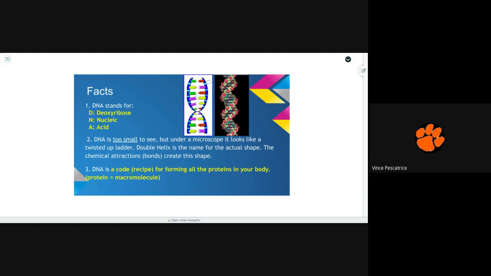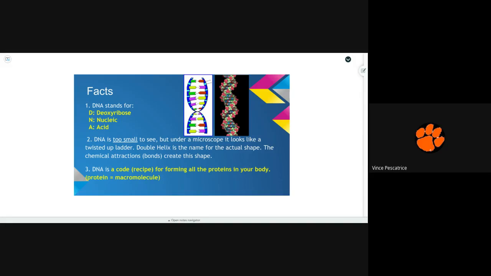DNA is a code or recipe for forming all the proteins in your body. Proteins is not just the stuff you drink when you're trying to gain muscle. It's actually codes for structures that tell your body and the things inside your cells to do certain functions, whether it's kill a certain cell, or duplicate, or split in half, or attack a certain cell. These proteins are kind of like messages that go back and forth. So DNA is a recipe for that.